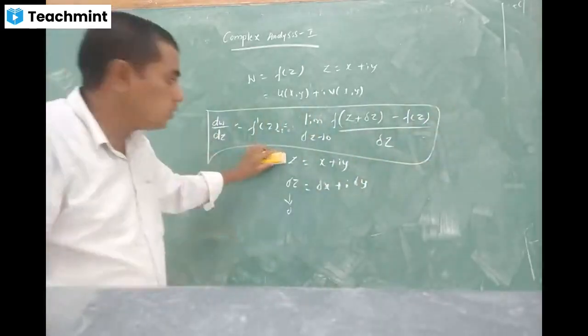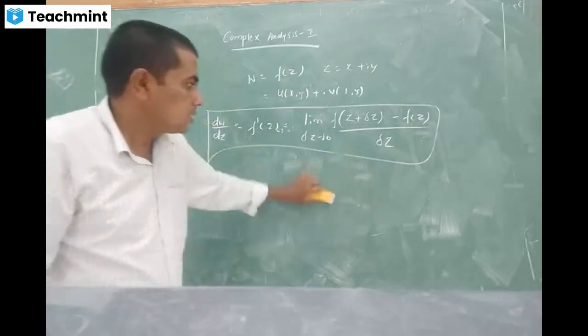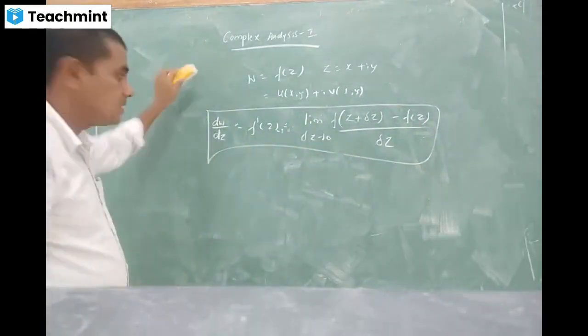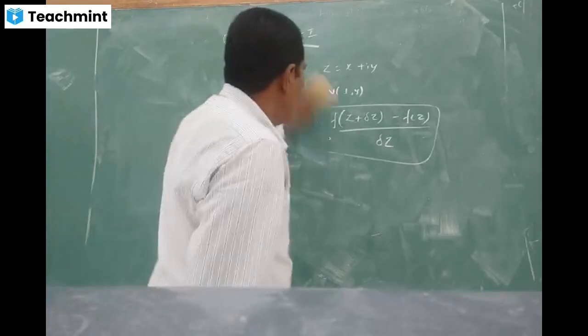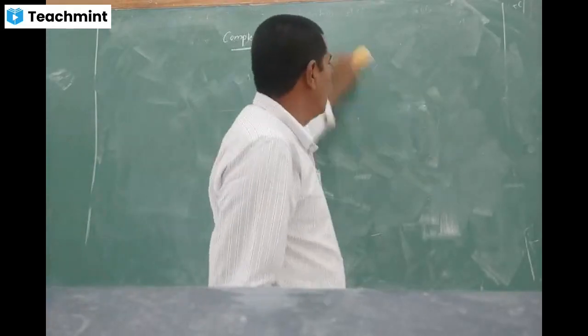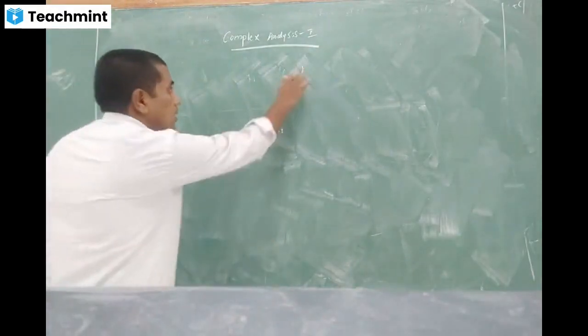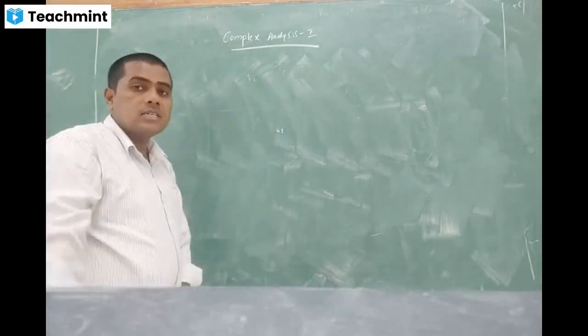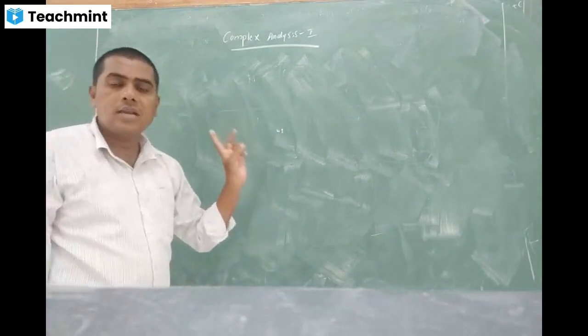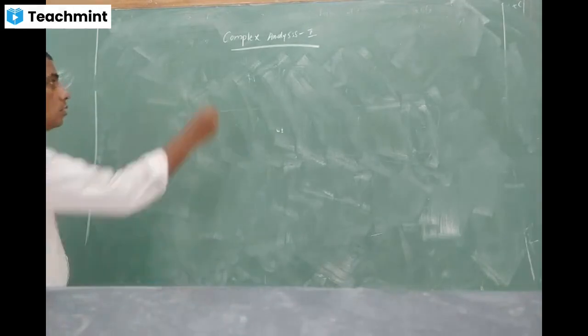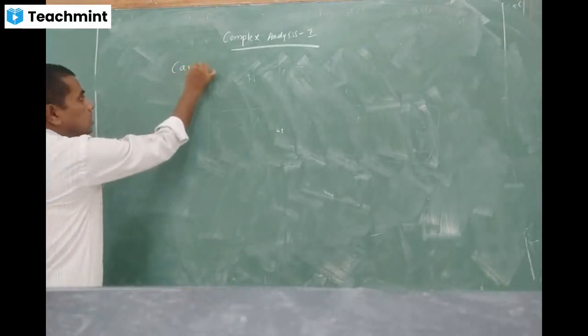So next, I'm going to prove one important result, that is the CR equation, or the Cauchy-Riemann equation in Cartesian form. This is 200%. Out of two theorems, they will ask one in the examination for 7 marks. Do remember, I'm telling you now. Like this only they will ask.